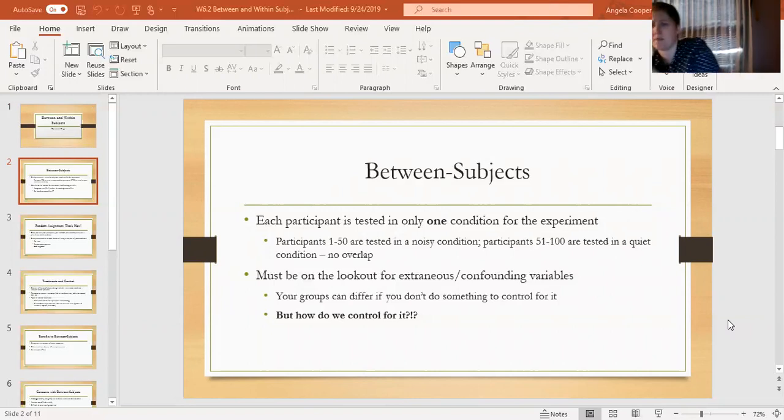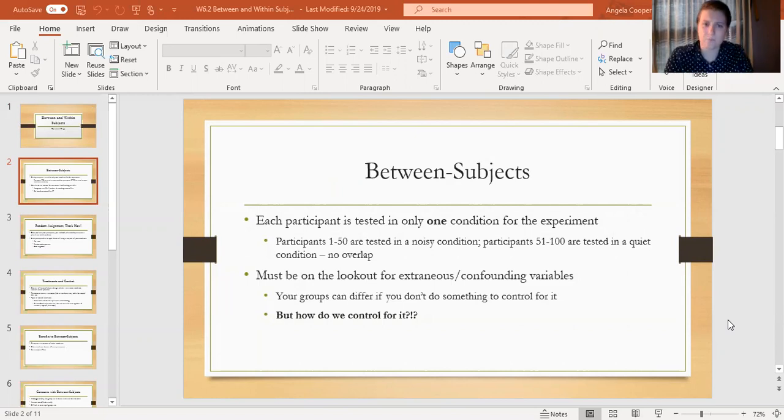So my common example of testing students in a quiet condition when they're taking an exam and then having participants tested in a noisy condition when taking the same exam. Between subjects design would say if you had 100 participants, 50 of them would be in the noisy condition, 50 would be in the quiet, and they wouldn't switch. So those same 50 participants who took the test in the noisy condition, they would not come back at a later time and take it in the quiet condition. They only take it in the one condition. So they only take it in the noisy room.